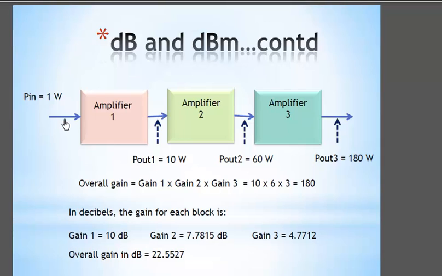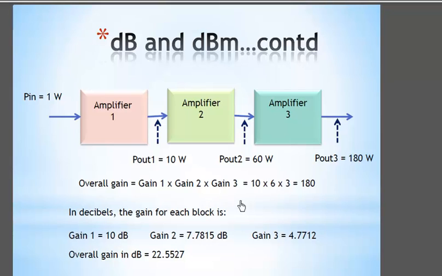So look at this calculation, for example. The total gain of this amplifier is this times this times this, right? What's the gain of the first one? Output over input, 10 over 1, which means 10. 10 goes in and 60 comes out. What's the gain? 6. 60 goes in and 180 comes out. What's the gain? 3. So we have 3 here, 6 here, and 10 here. Multiply them together, you have 180, like 10 times 6 times 3.